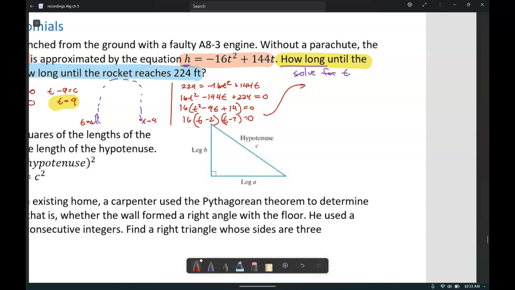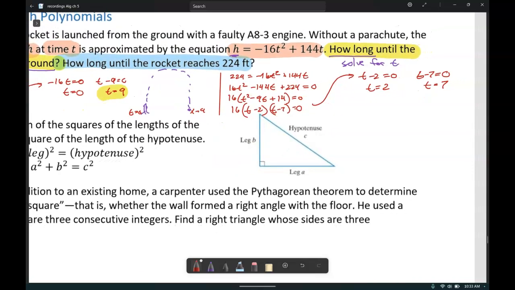Now we set our factors equal to 0. 16 does not have a variable in it, so we do not need to set it equal to 0. And we get two values of t, 2 and 7. So again, let's think about what's happening. In order to reach a height of 224 feet, it does it once after 2 seconds and then again after 7. And so it first reaches that height at 2 seconds.